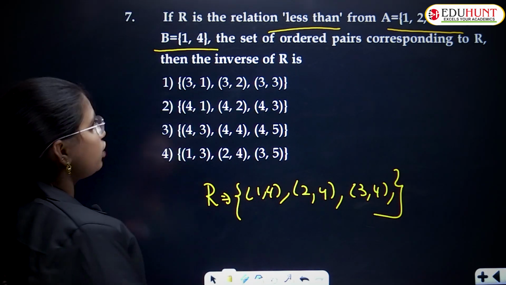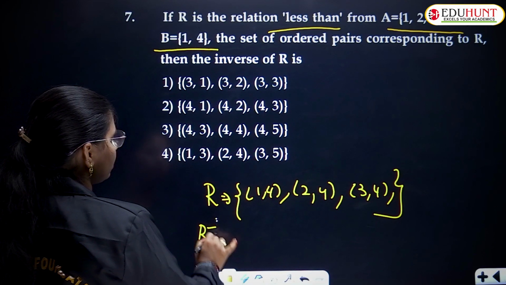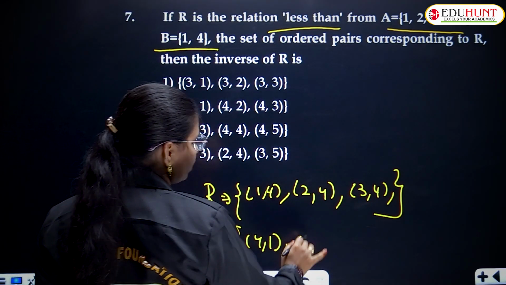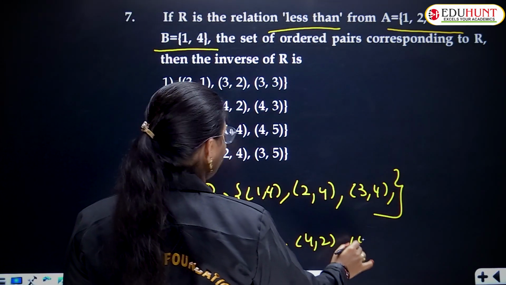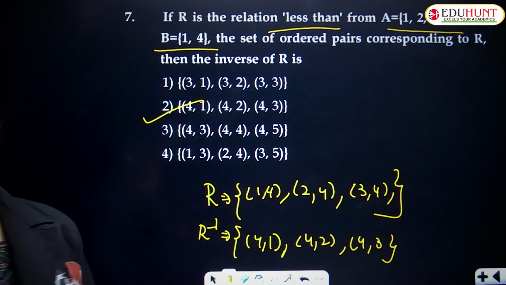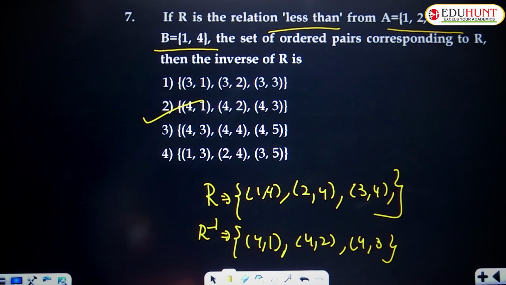In that case they were asking you to find R inverse. Very simple. (4, 1), flip the pairs: (4, 2) and (4, 3). So what is the answer? Option B: (4, 1), (4, 2) and (4, 3). Am I clear?